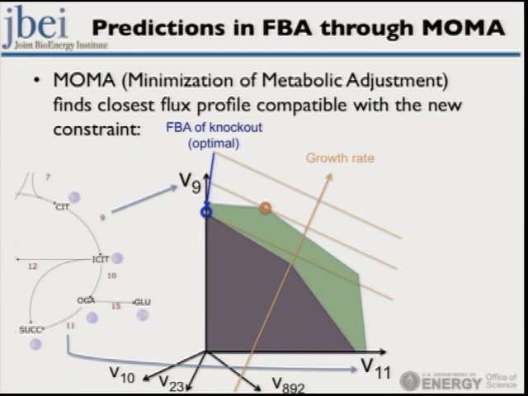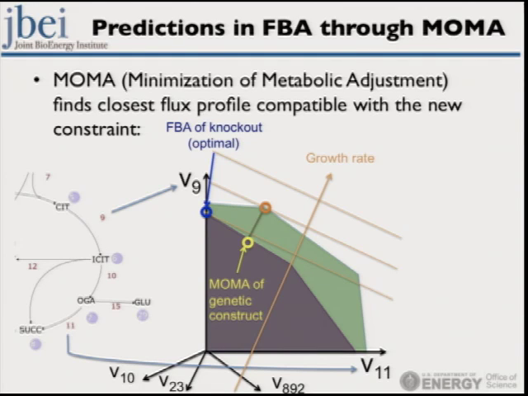But it seems unreasonable that once you make a knockout, your strain is able to adapt and evolve to produce maximum growth rate. So Church and Segre introduced the MoMA principle, in which the flux profile that we will find will be the closest to the initial one within your new constraints. So instead of the one with maximum growth rate, it is the one that is closest to the one we initially have, but within the constraints that we have imposed by the knockout.